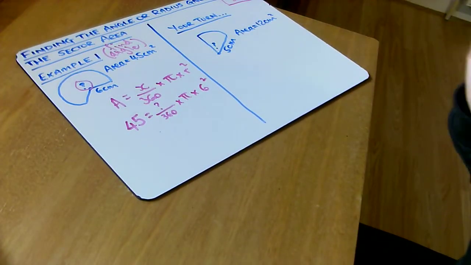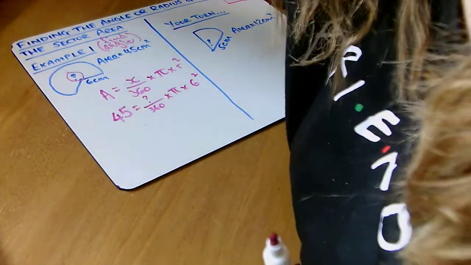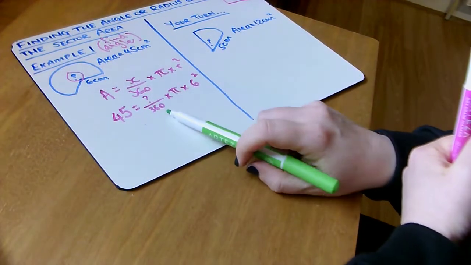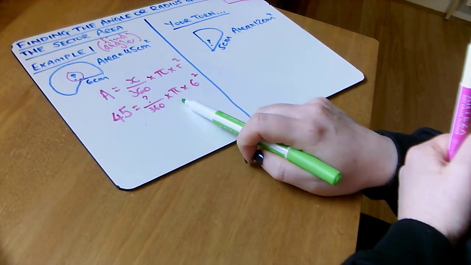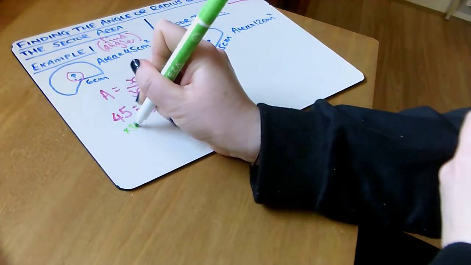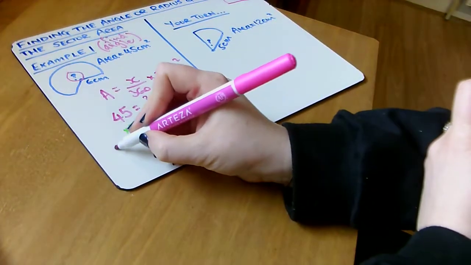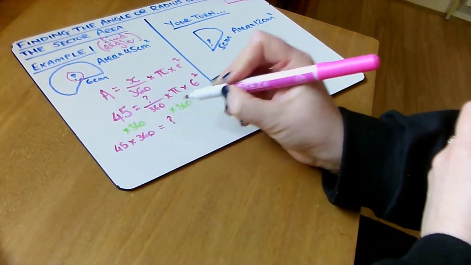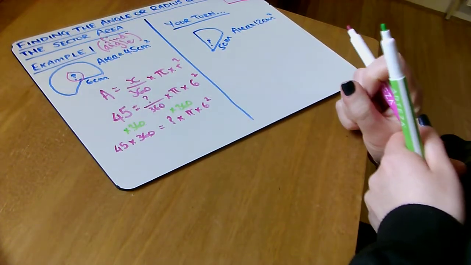Okay, so I now need to somehow rearrange this. I know here that my 360 is dividing on the right hand side of the equation. So in order to get rid of that, to get rid of the fraction, I need to multiply throughout by 360. And that'll give me 45 multiplied by 360, and that's equal to the angle multiplied by pi multiplied by 6 squared.